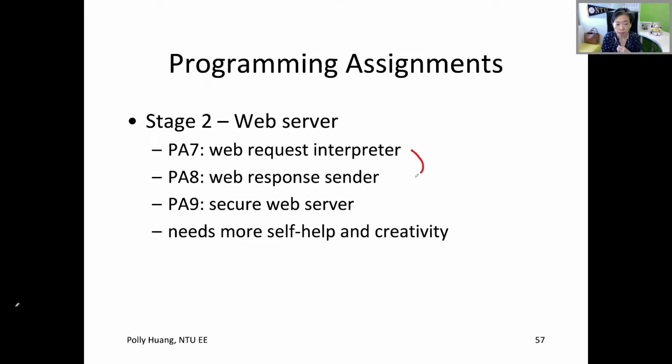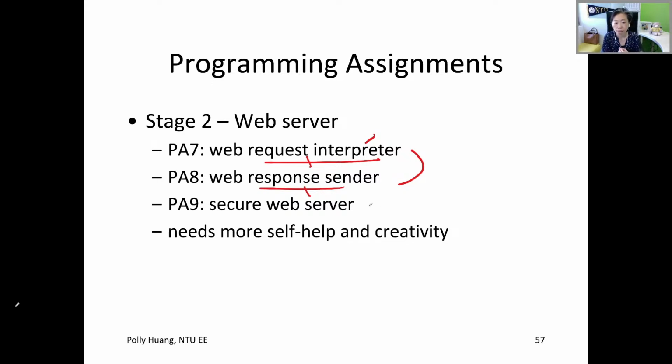Now in PA 7 and 8, we'll introduce the function calls and some of the lower level code of the web server in 2 parts. One is the request interpreter, the other is the response sender. These are the 2 very important parts that compose a web server. The web server first receives web requests from the client and understands what the request is asking for. That's why it's called the interpreter. Then the server can generate a response and send it back to the client.